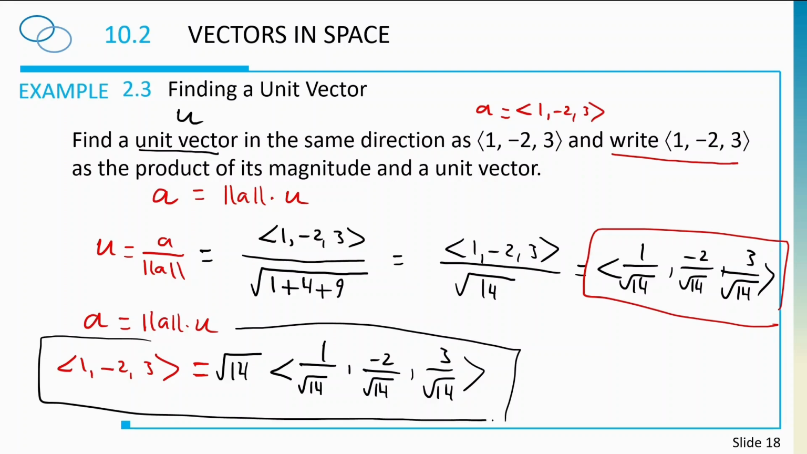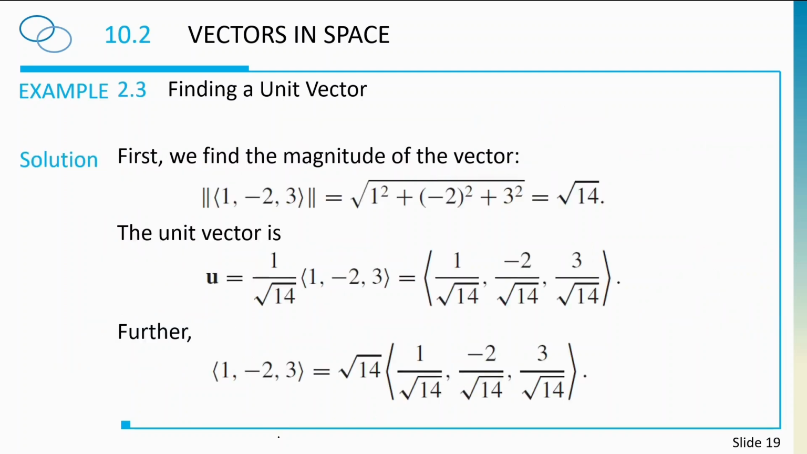Okay, this format. If you need to check your solution, multiply by radical 14, and you get back the same original vector A. So we wrote it in this format, just as required. Okay, what else do we have?